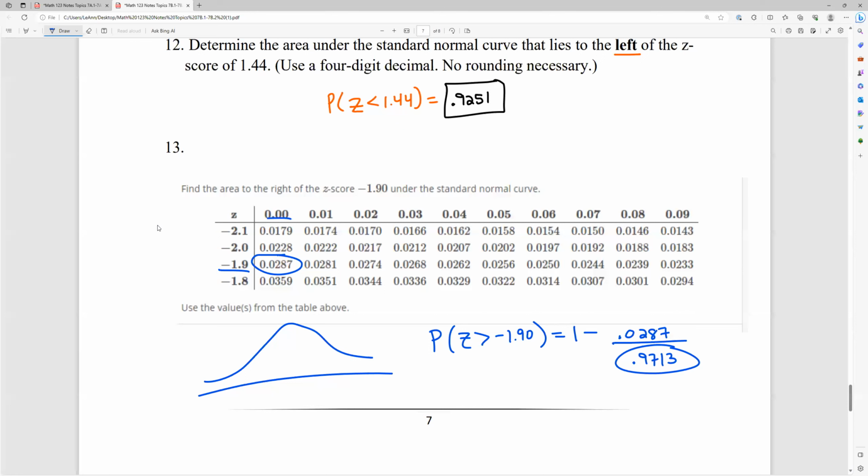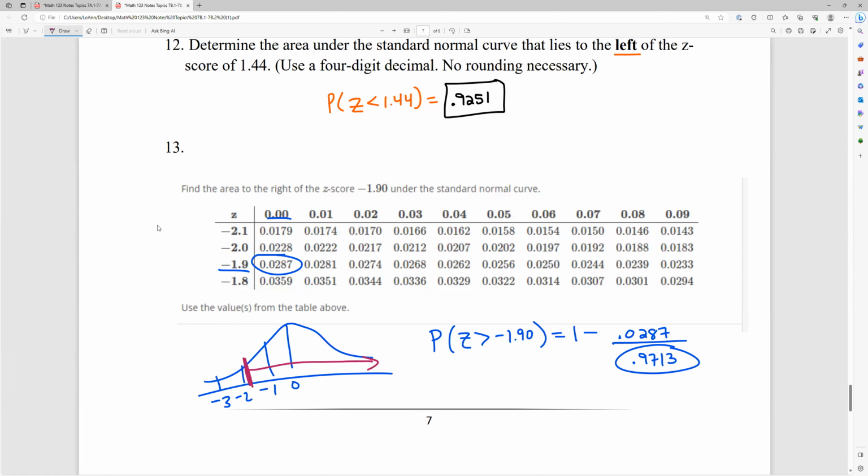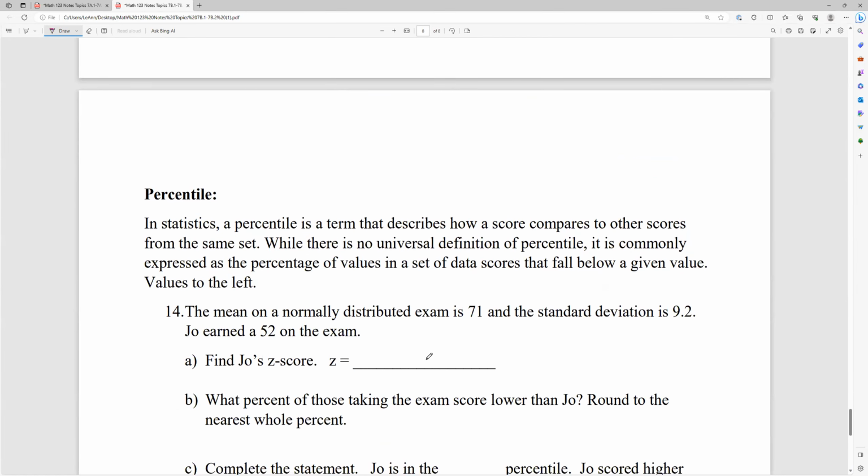If your z-score is a negative 1.9, let's just make sure this actually makes sense to us. Negative 1.9 on the number line of our bell curve, when we standardize it, is about right here. It's like right before negative 2. The area to the right of that is very, very large. Okay, so this makes sense. We have a lot of area to the right, not so much area to the left, which is why our left answer was so small. Okay, so remember, area is represented by probability. All right, now the last thing in this class section is the percentiles.